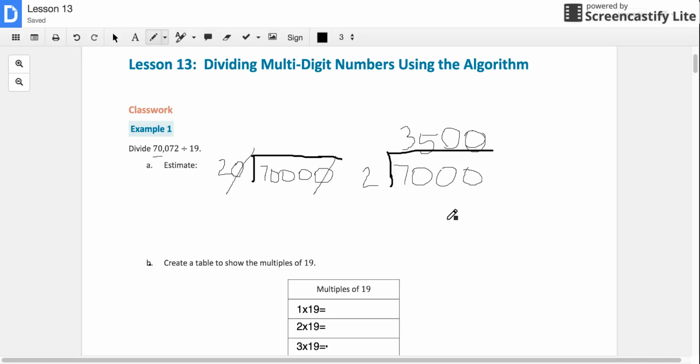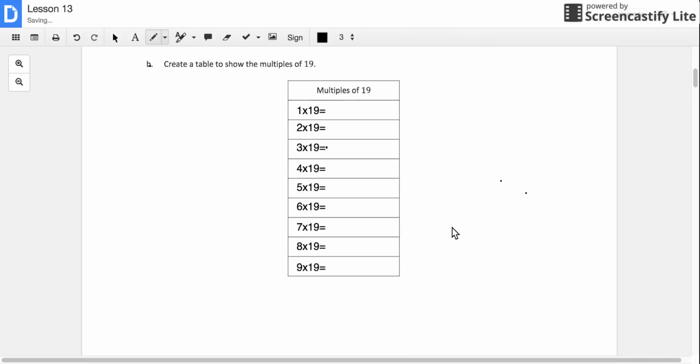Okay, so moving on to our next section. You have a table that is blank. Go ahead and fill in that we're going to multiply 19 by the numbers 1 through 9. I already filled it in for the sake of time, so you didn't have to watch a 100-minute video. You may fill it in on your own. I'm going to pause the video and fill it in so that you don't have to watch me write or type all that. And then I'll be back in just a second.